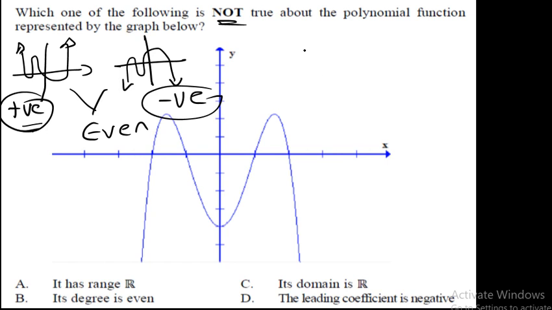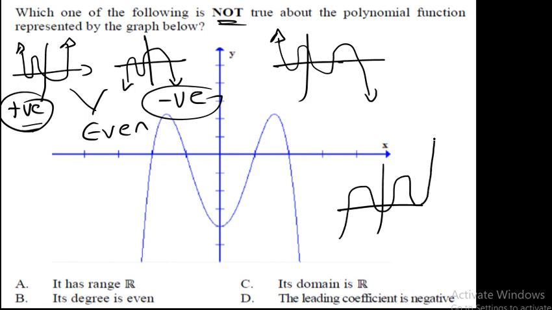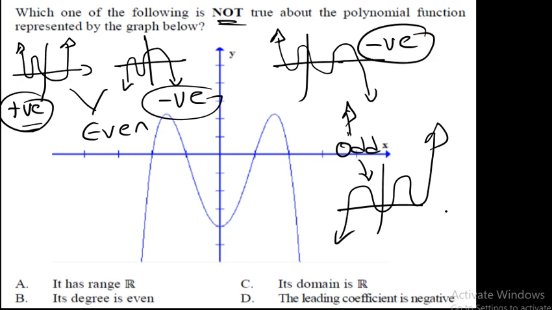The other two categories: there might be zigzag with up left and down right, or zigzag with up right and down left. Both of them are odd degree. This one is negative leading coefficient, up left, down right. This one is positive leading coefficient. But what you see here, the graph both sides down, is an even degree function. So B says its degree is even.